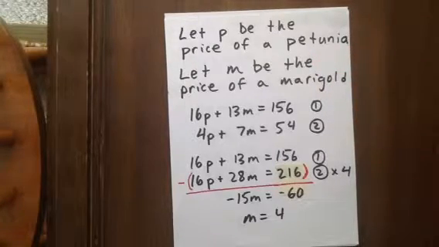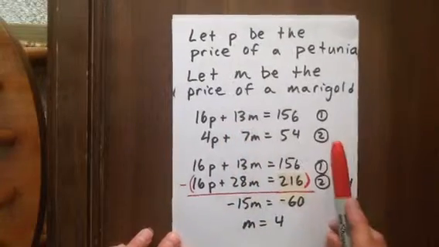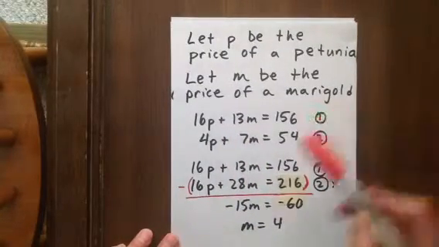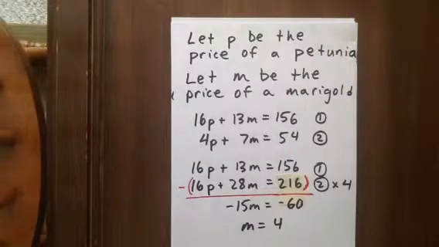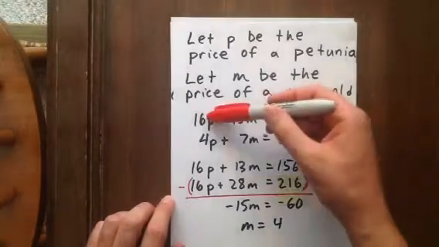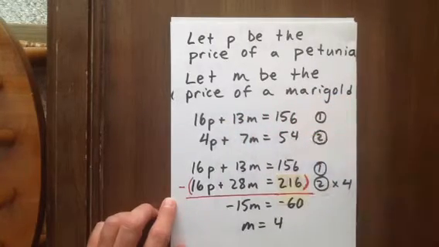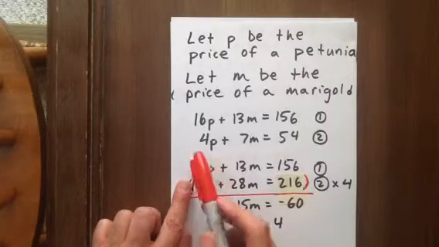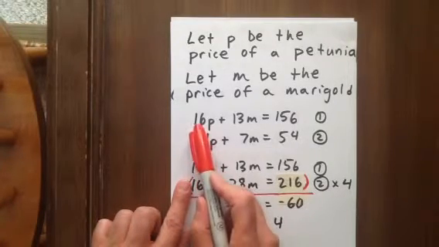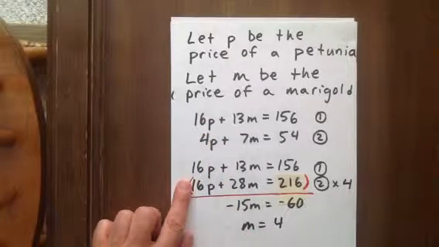of a marigold. Well, he got 16 petunias and 13 marigolds for $156, and he got 4 petunias and 7 marigolds for $54. When I look at these two equations, I see that they're lined up. I've got my P terms, my M terms, my equal signs, and my constant terms. So what I'm next going to do is try to get my coefficients of P to be the same in each of those two equations.